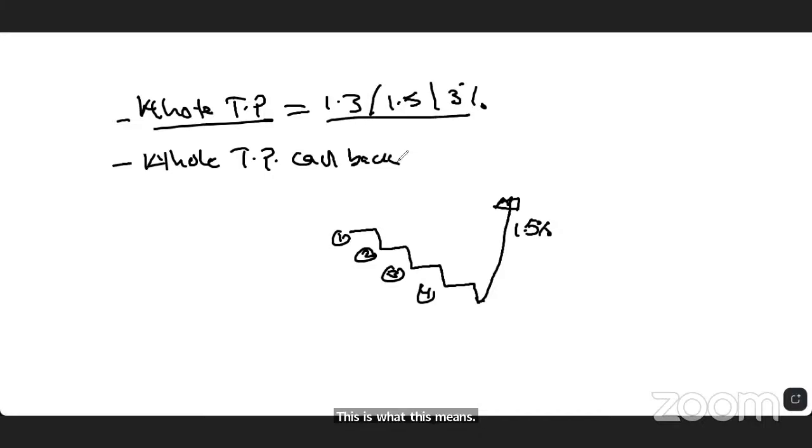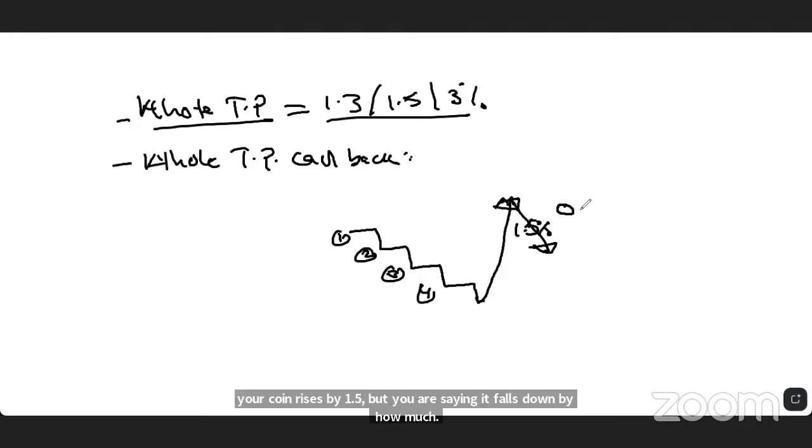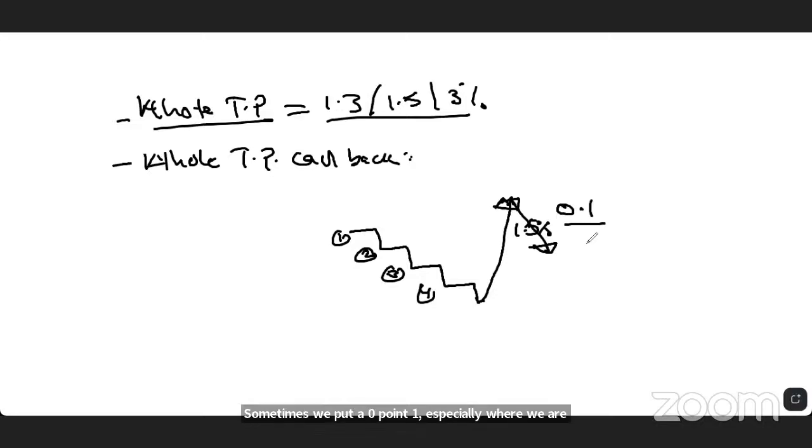But the robot will not take profit unless there is a callback. And a callback is a fall down in the market. So your coin rises by 1.5, but you are saying, when it falls down by how much? Sometimes we put a 0.1, especially where we are right now. Why don't we put a 0.01?